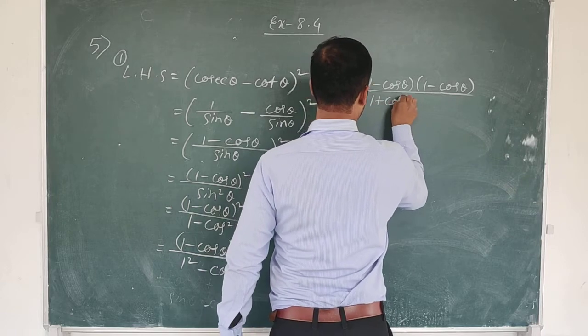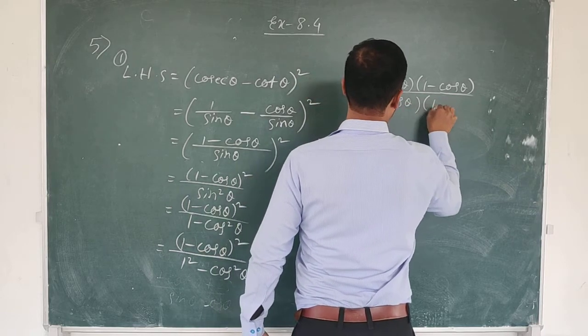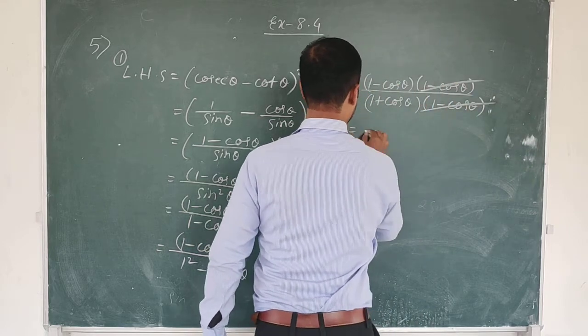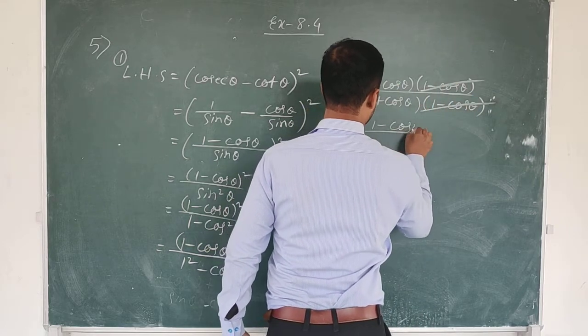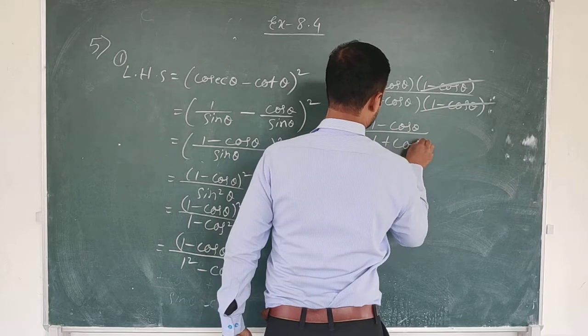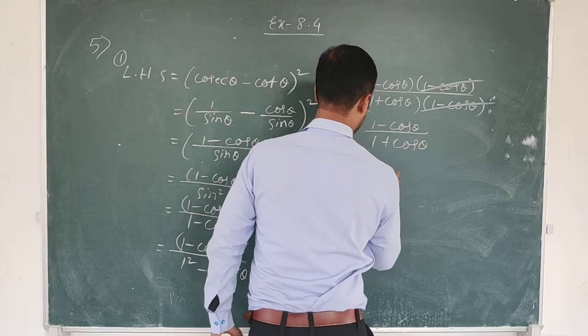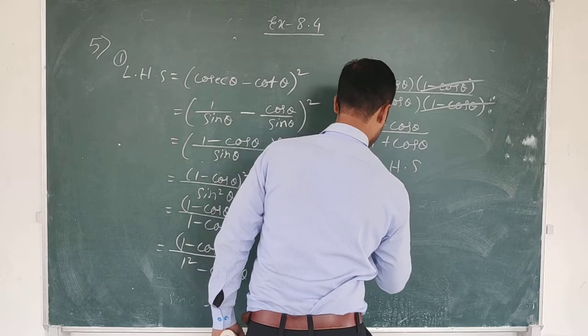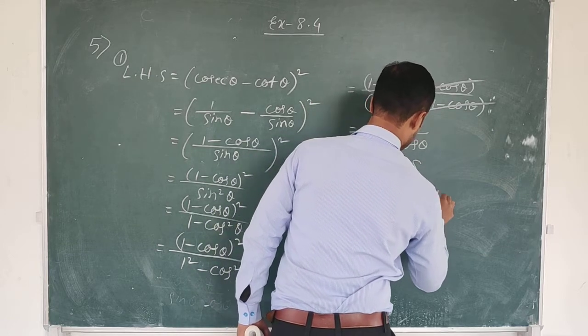a plus b into a minus b. 1 minus cos theta by 1 plus cos theta is equal to RHS. Therefore, LHS is equal to RHS.